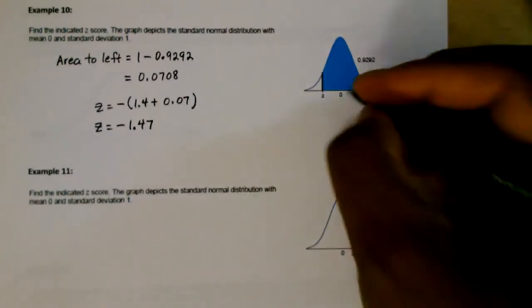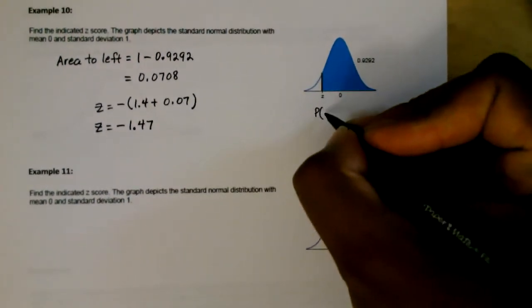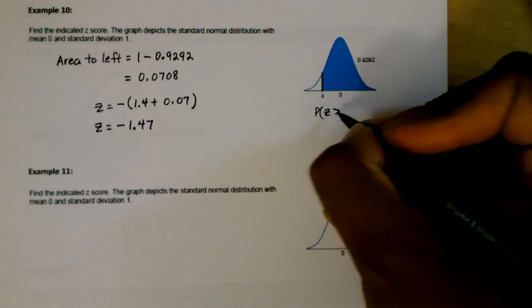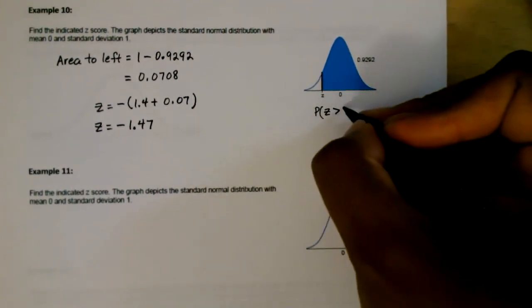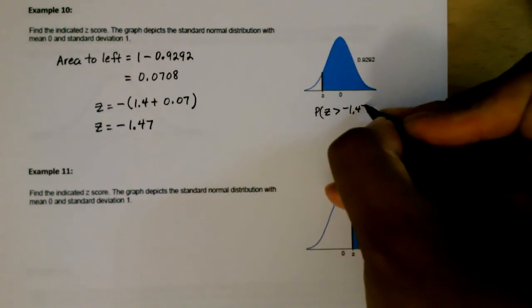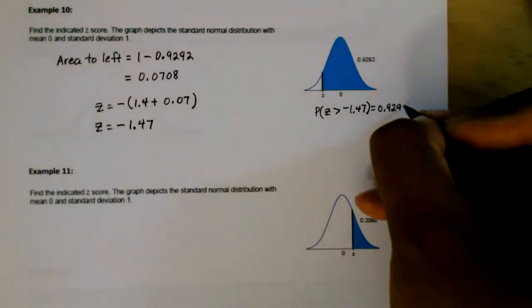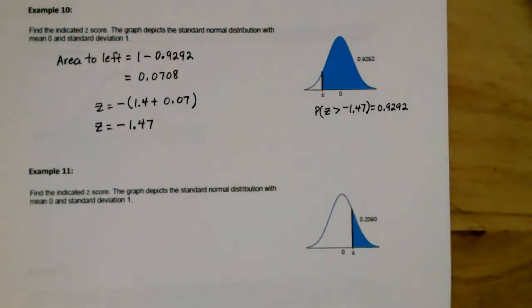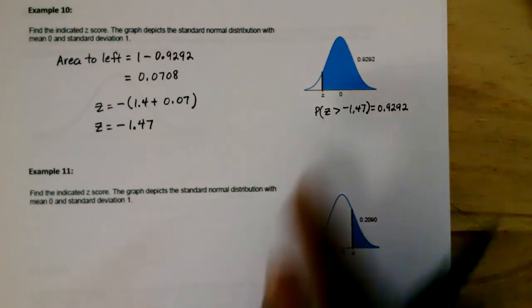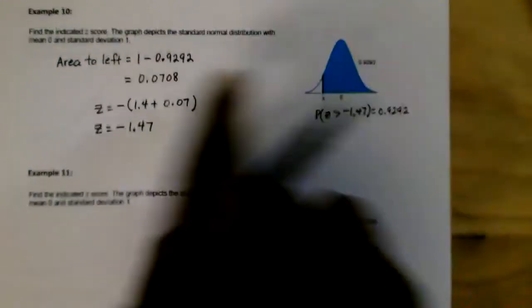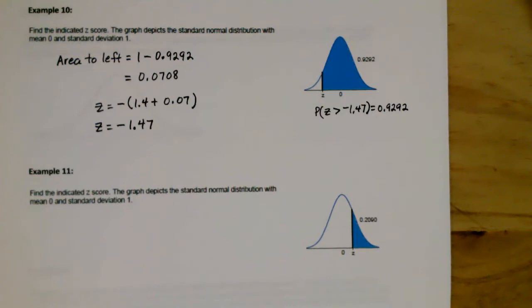And this right here would represent the probability that our z is greater than, since it's shaded to the right, negative 1.47, which is of course 0.9292. So that's how you read that table. When you're given an area to the right, you have to first do 1 minus that area to the right to get the area on the left side.